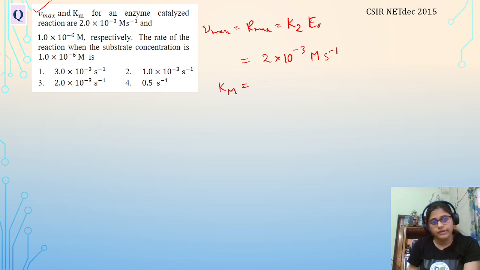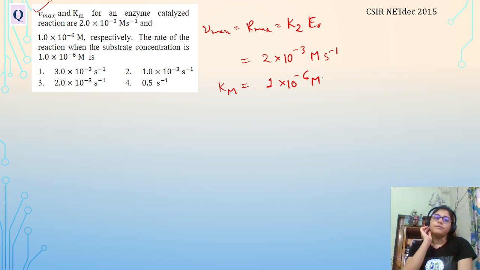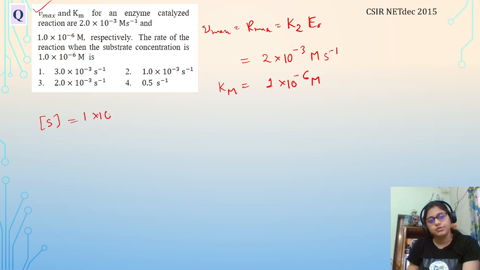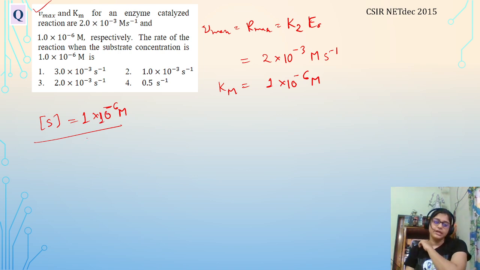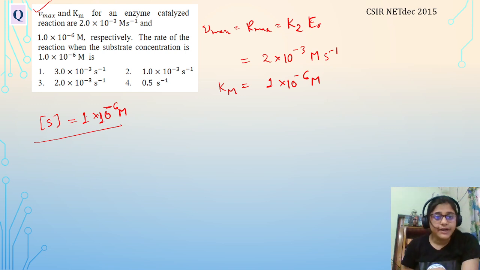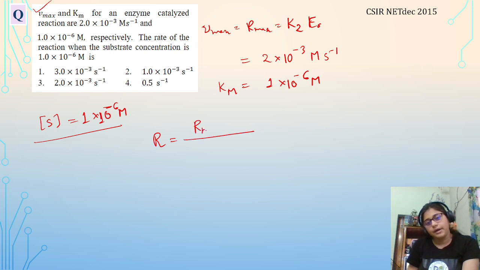And the Michaelis constant Km value is given, 1 into 10 to the power minus 6 molar. Respectively, they ask for the rate of the reaction when the substrate concentration S is 1 into 10 to the power minus 6 molar. When this is the substrate concentration, what will the rate of reaction be? So we know that rate of reaction is R max into S over Km plus S.